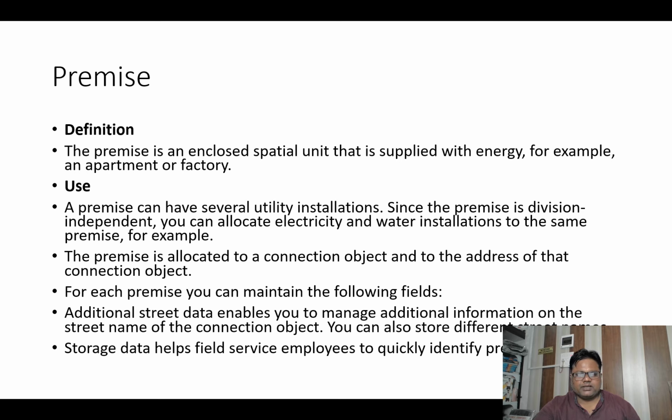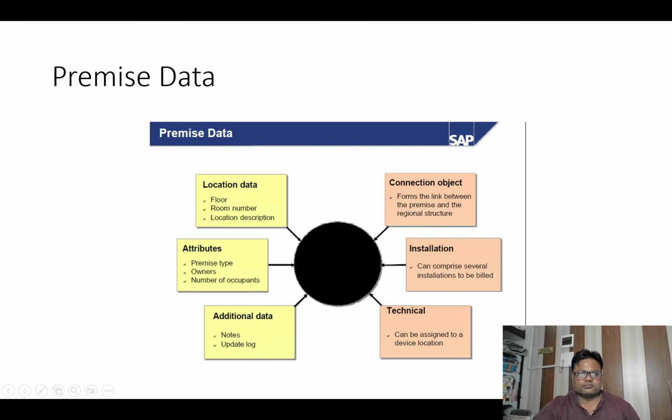For each premise, you can maintain the following fields. Additional street data enables you to manage additional information on the street name of the connection objects. You can also store different street names. Storage data helps field service employees to quickly identify premises. Premise data, location data, floor, room numbers, location description, attributes, premise type, owners, number of occupants, additional data, notes, updates.